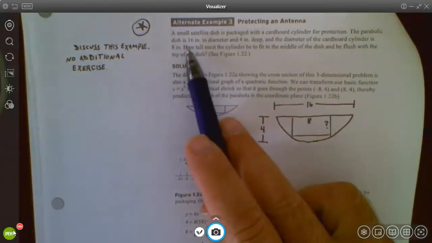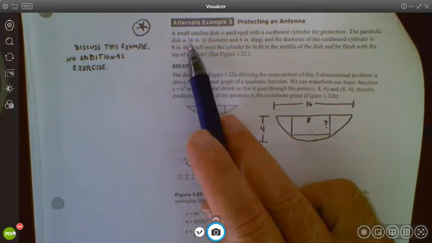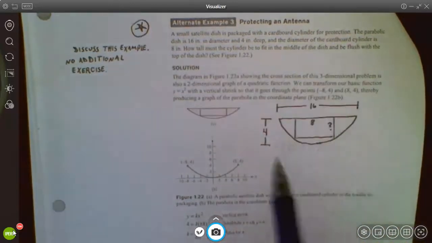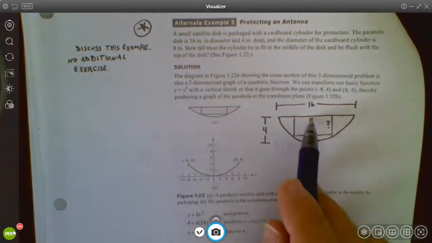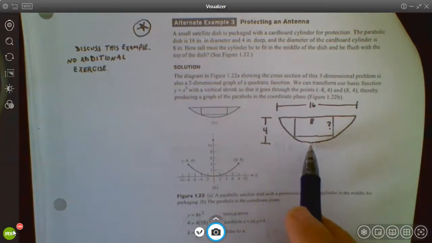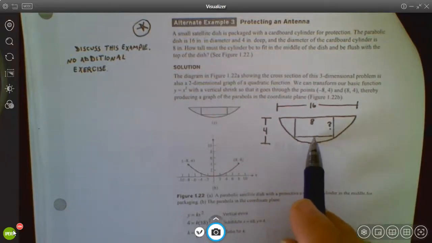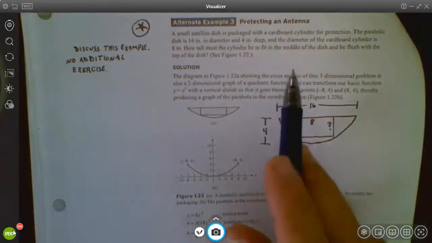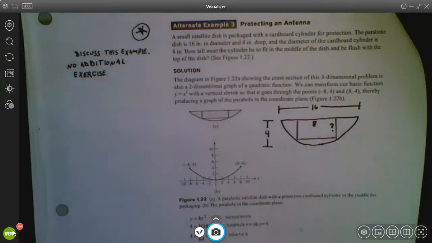They said that the parabola is 16 inches in diameter, so you can see my drawing on that, and 4 inches deep. So from here to here would be 4 inches. One thing we're going to have to figure out is what this gap is, because we need to know how tall to make this cylinder, right? That's essentially what they're going to be asking here. How tall is that cylinder to fit in the middle of the dish?